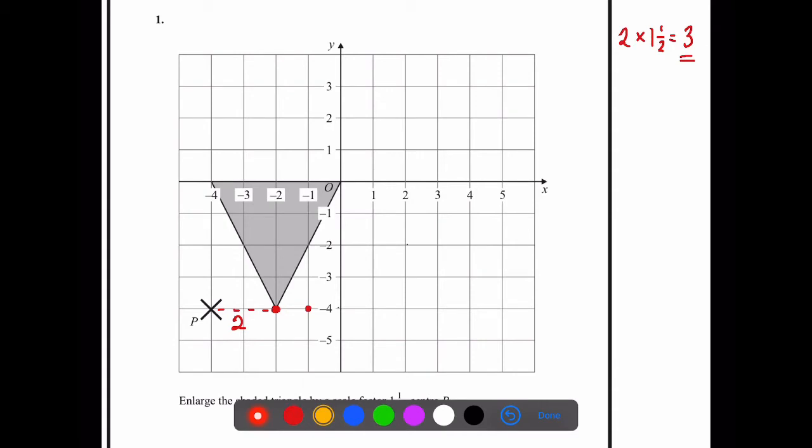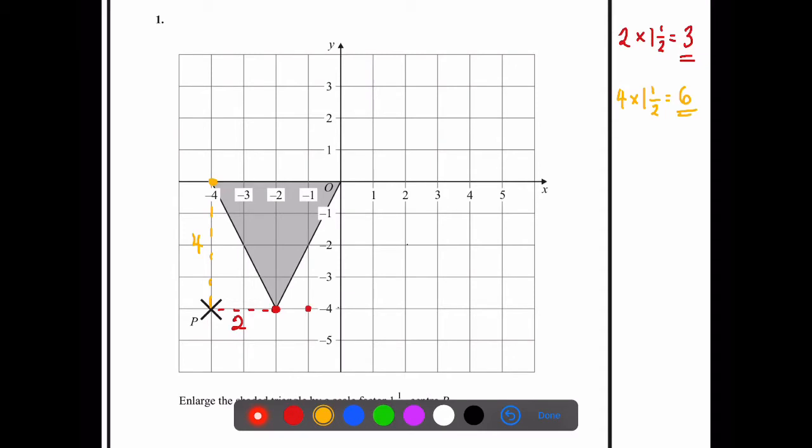Then the next thing you need to figure out is how you get to this point here. In this case, you've gone up 4 spaces, and your new position will be 1.5 times that. So 4 times 1.5. 4 times 1 is 4, and then 1/2 of 4 is 2. So that's 6. So instead of going up 4, you're going to go up 6 spaces.